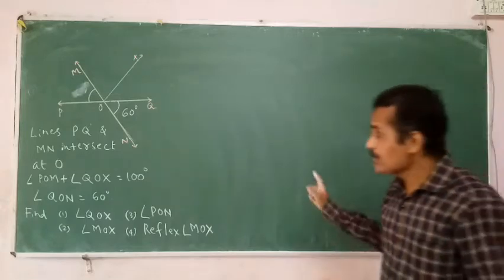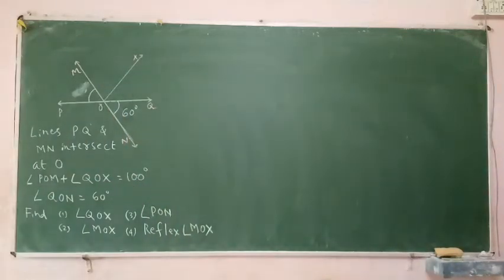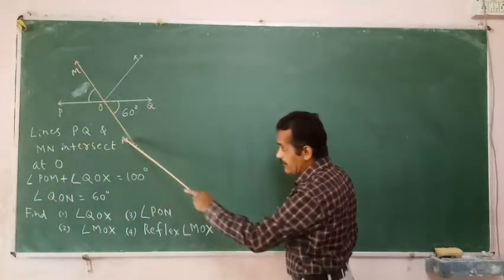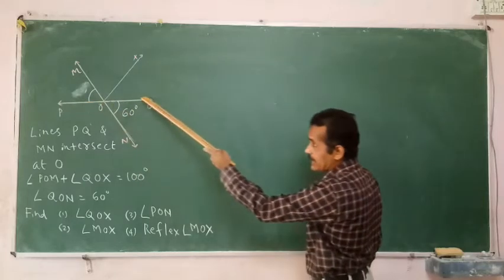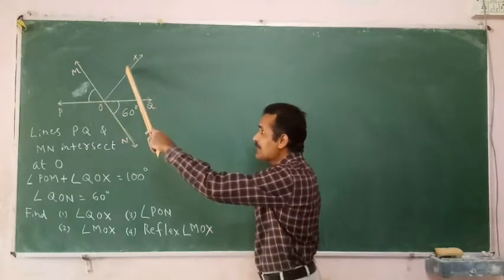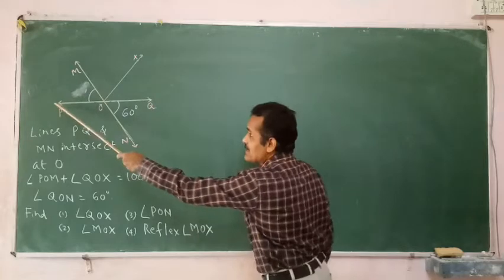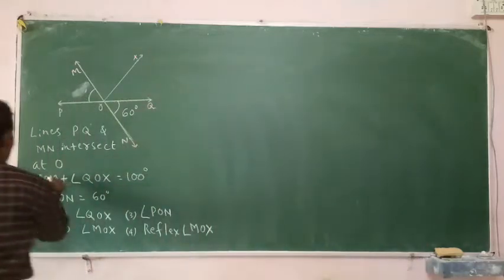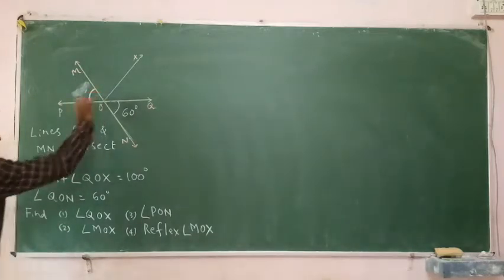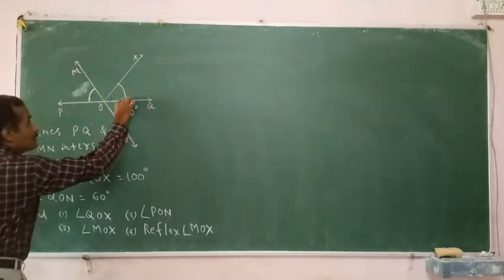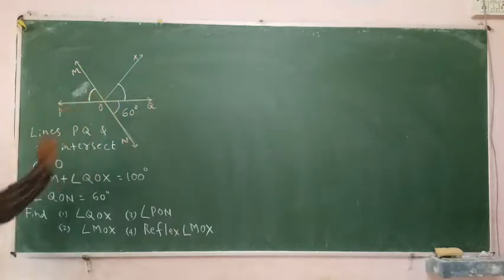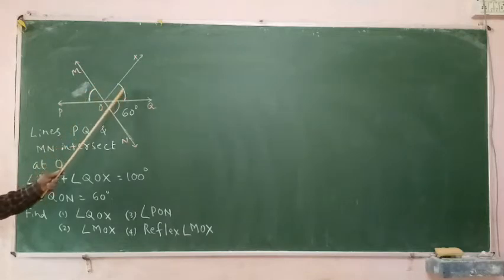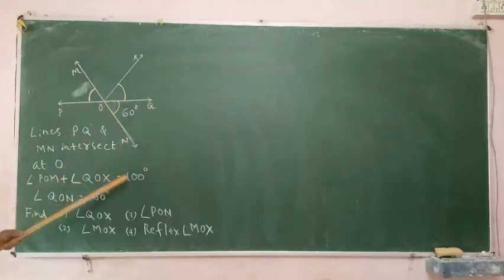First, let us see what is the meaning of this problem. What are the given things? See, first let me tell you, this is one straight line, this is another straight line, and this is a ray. This is a ray standing on the line PQ. What they have given? Angle POM, this angle plus this angle, both together it is 100 degree. I don't know individually how much is this, I don't know individually how much is this. Together it is 100 degree.